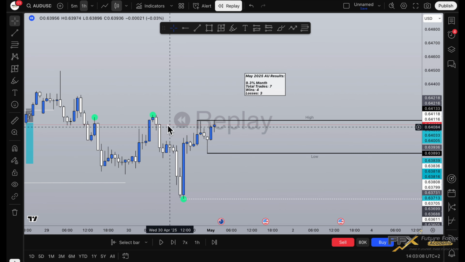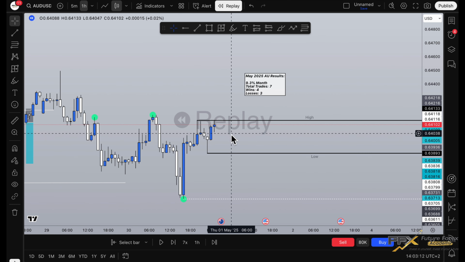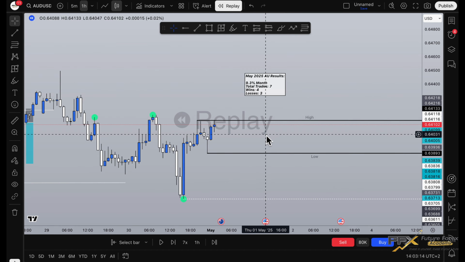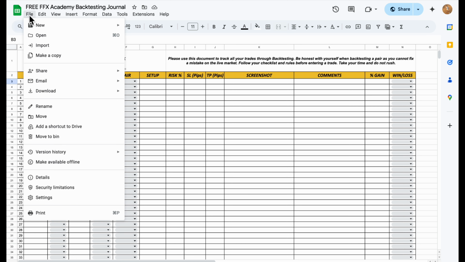When I do that, I then track the trades on a sheet. It's like a Google sheet. Let me quickly take you there. This is how the Google sheet looks. This is actually for my community, but I'm giving it away for free on this YouTube video. You can just click download in the description, or click on the link in the description, and it will take you to this backtesting journal. On the top left, it says file. When you click there, you can just say make a copy.